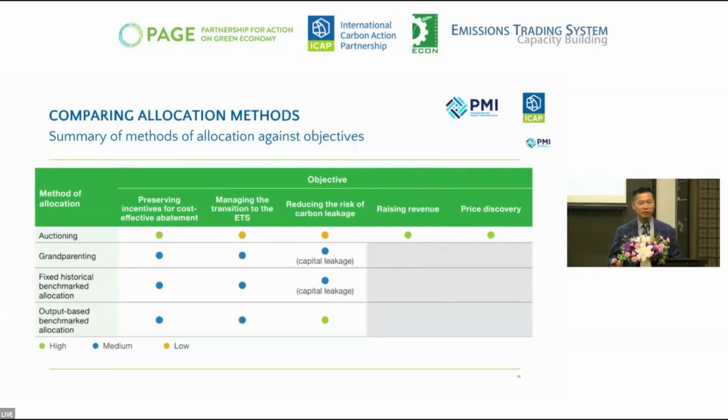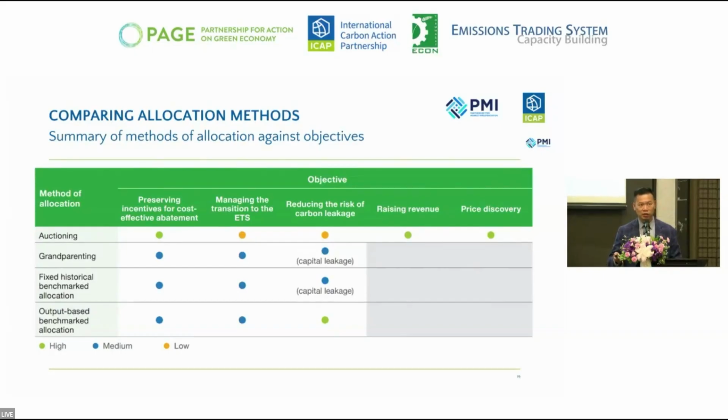And that's why we see a lot of systems, even though they have an intensity-based cap, they still want to transfer to an absolute cap. And when they start with free allocation, they will say, oh, we will introduce auctioning, maybe start with a smaller percentage, and then increase the percentage of auctioning, like what the EU is doing now.